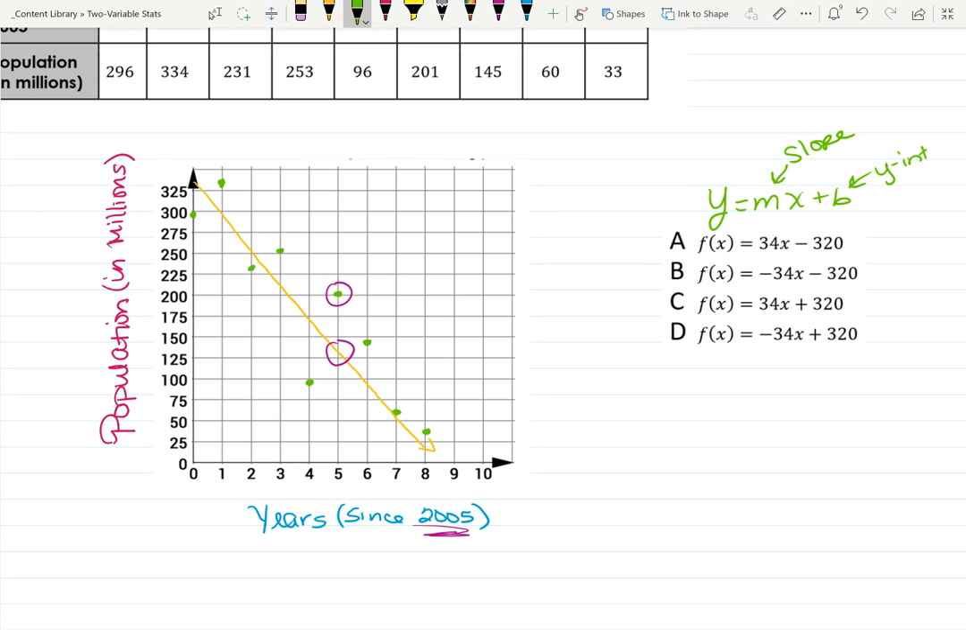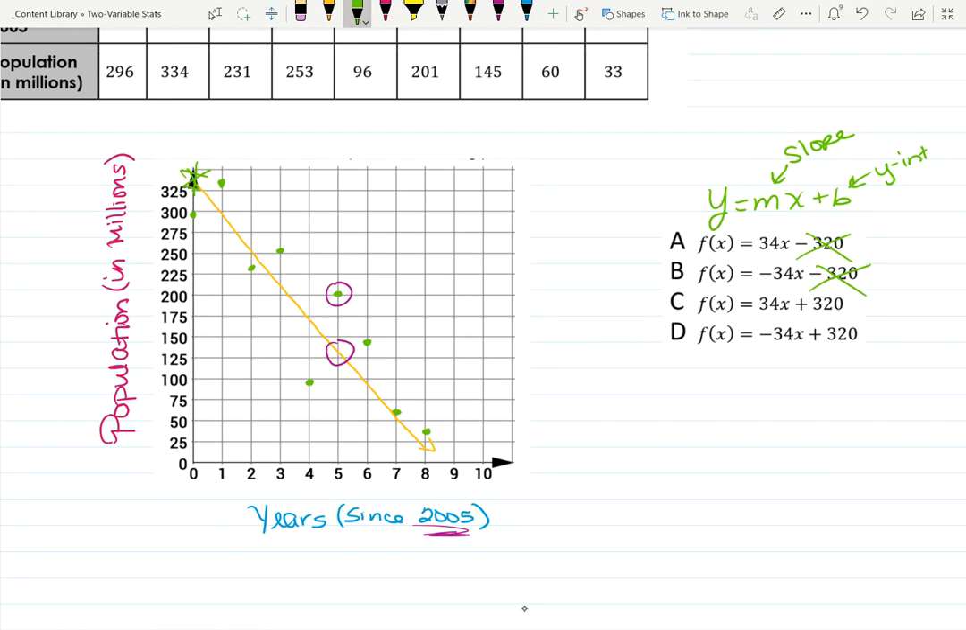So when I look at my line of best fit that I drew, my y-intercept is looking a little bit above 325. Now again, that line is not perfect. I just try to draw it in between everything. So let's see. Okay, so these all say 320, except these say negative 320. That would be really sad if our population was negative 320 million. Yeah, that doesn't make sense. All right, so those two are out.